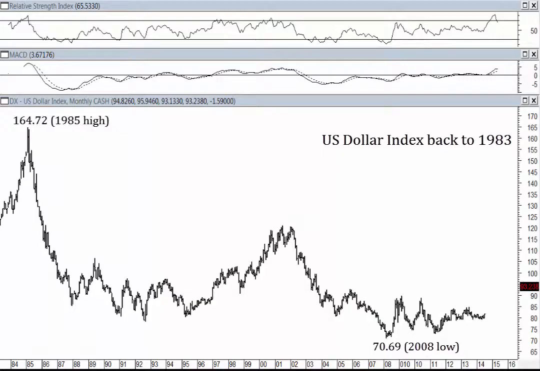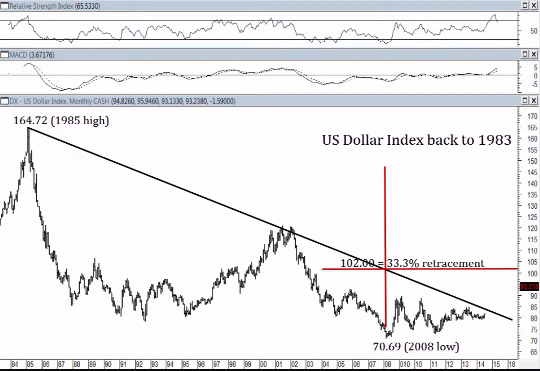For instance, in this monthly US dollar index chart, you can see that over the last 30 years, the price extremes have been the 1985 high and the 2008 low. The 1/3 or 33% upward retracement off the 2008 low is found at 102 even. By projecting a descending trend line from the 1985 high through the 33% retracement where it intersects in time with the 2008 low will convey a long-term descending 1/3 speed line.